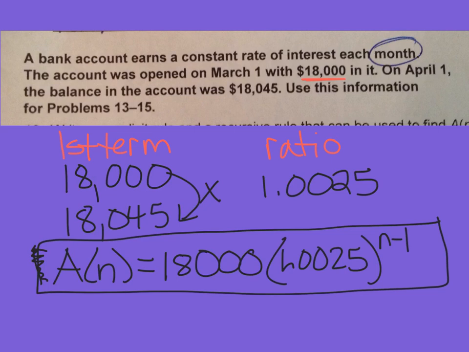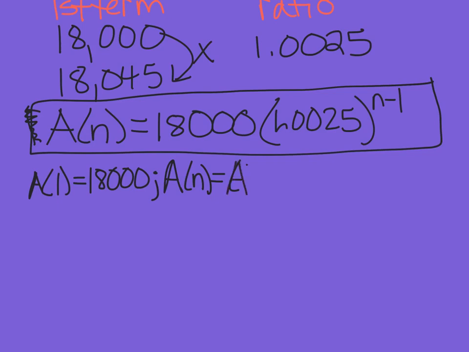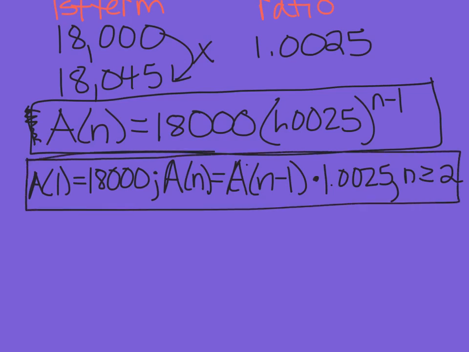So there's your explicit rule. And then your recursive rule, hopefully you wrote this down, so look back in your notes. We're always going to write f of 1, and we'll go with a of 1 because we're using an a this time, equals 18,000. You write your first term down, and then you put a semicolon, and then the equation a of n equals a of n minus 1 times the common ratio, 1.0025, then a comma, and then we always say n is greater than or equal to 2. So there's your recursive rule. Recursives are kind of a pain to write.